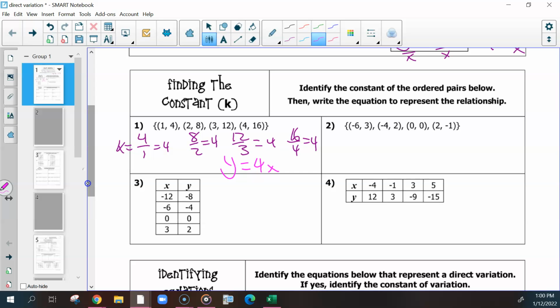Before we continue, does anyone have any questions on how we found that or anything about that part?